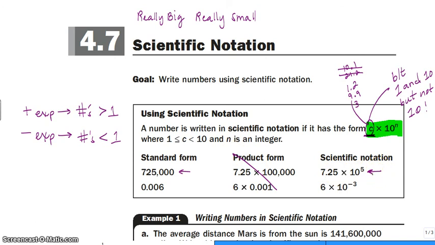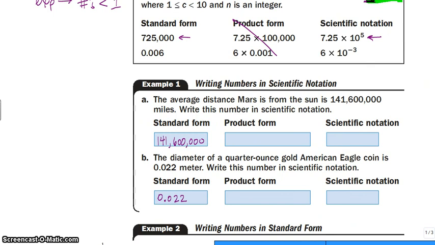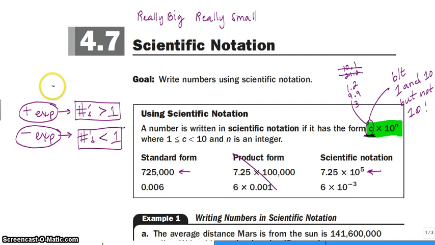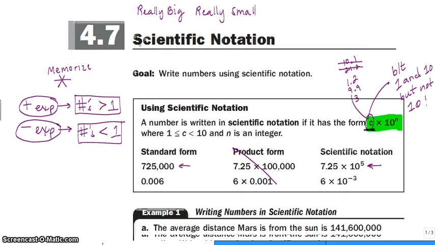To write a number in scientific notation, one thing I want you to remember is that if you're doing positive exponents, you're dealing with numbers that are bigger than 1. And if you're doing negative exponents, you're dealing with numbers that are smaller than 1. I want you to memorize this. Okay?